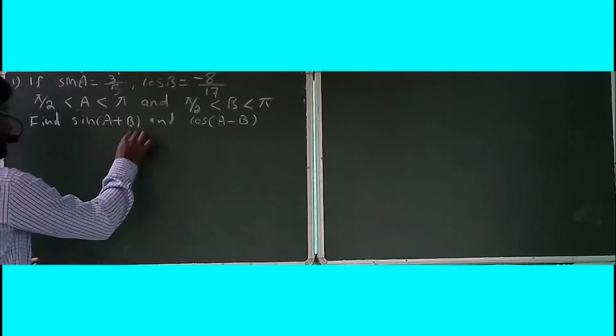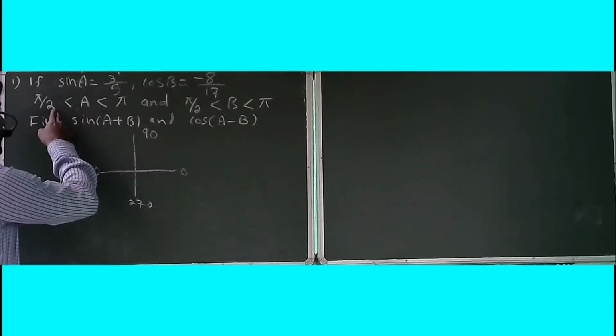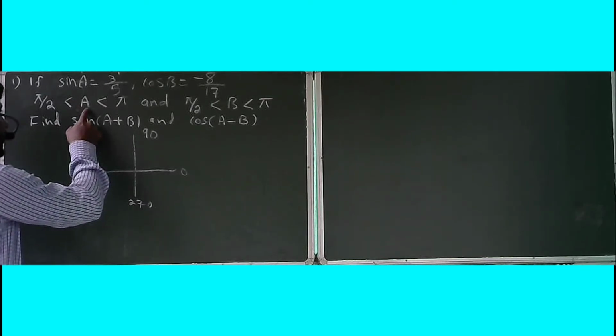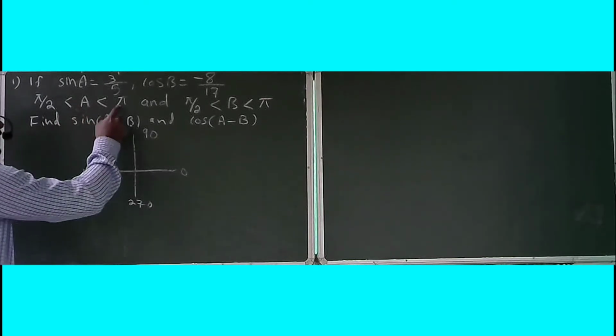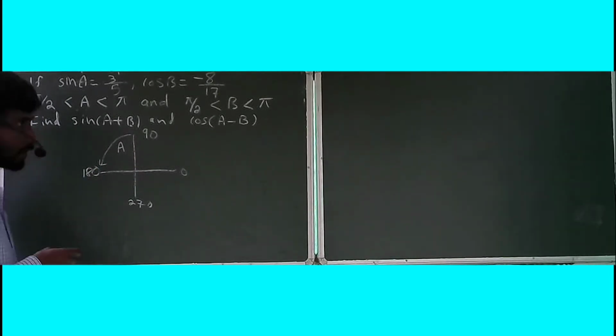Okay. That means angle A belongs to, if you observe the quadrants, here 0, 90, here 180, here 270, one full rotation 360. Given data, pi by 2 less than A less than pi. That means your angle A varies from 90 degree to 180 degree. Which quadrant? That is second quadrant. Therefore, A belongs to the second quadrant.